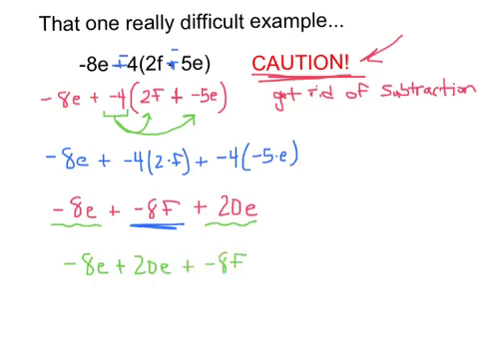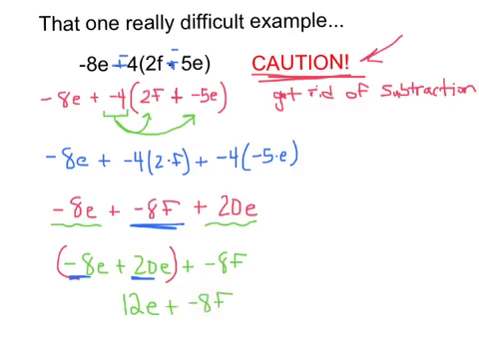And then what I can do here is I can associate these. These are like terms, so I can add them together, I can combine them. And remember, when I add like terms, what I'm doing is adding the coefficients and then keeping the variables. Adding the coefficients, keeping the variables. Coefficients of negative 8 and positive 20 will combine to give me 12, positive 12e plus negative 8f.